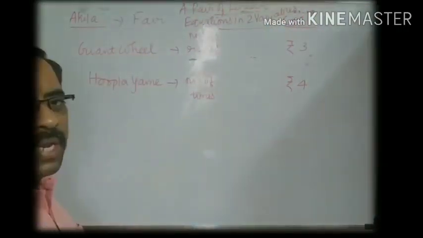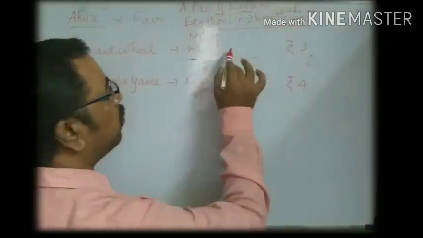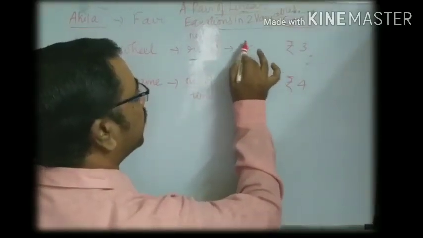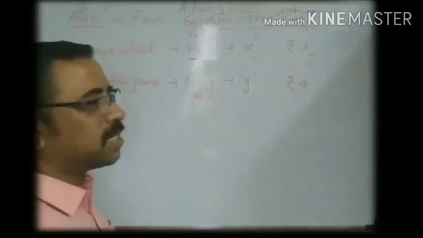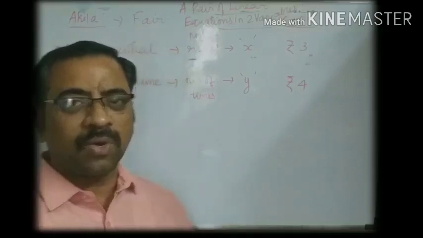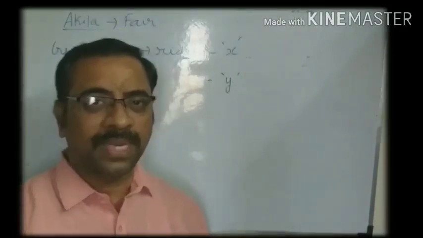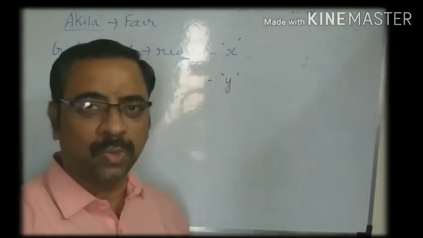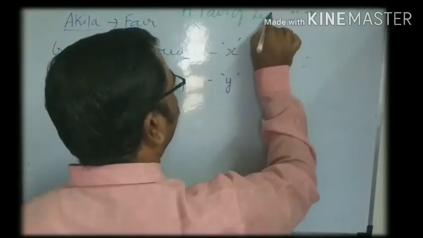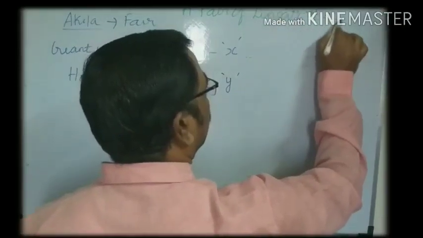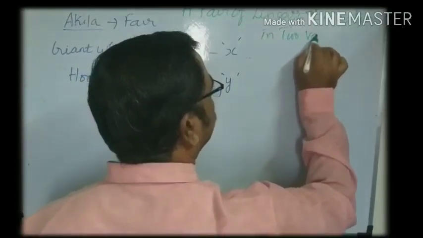Now, let us try this approach to solve this problem. Let us assume the number of rides on the giant wheel to be x, and the number of times she played hoopla game, let us assume it as y. Now these conditions we are going to represent in the form of linear equations in two variables. That's going to be your chapter name, a pair of linear equations in two variables. Let me write the name of this chapter, a pair of linear equations in two variables.